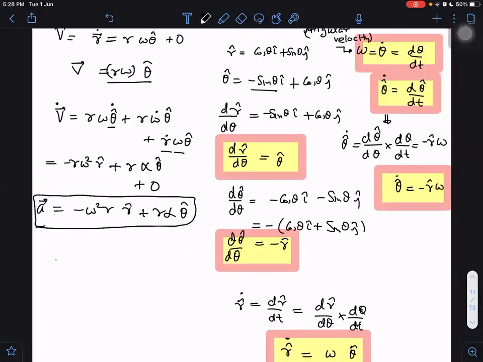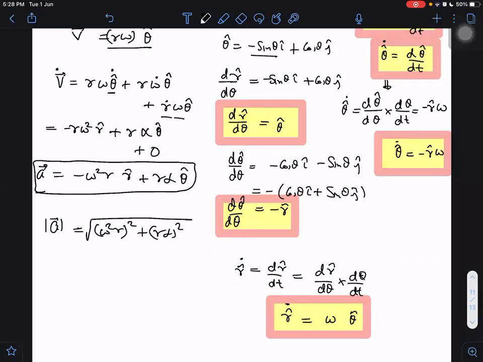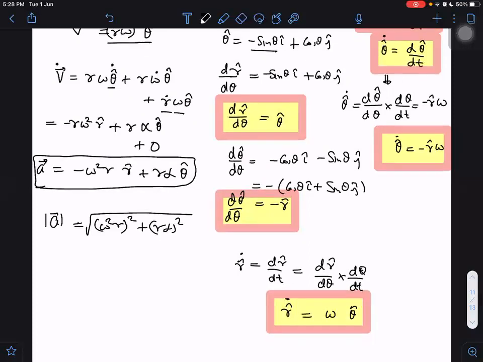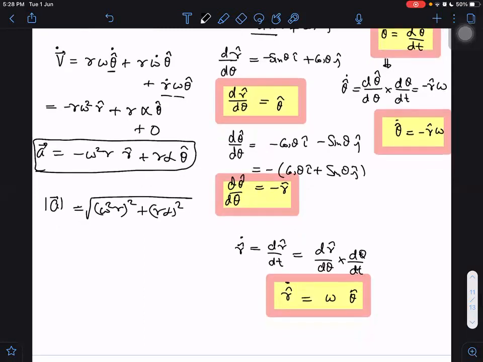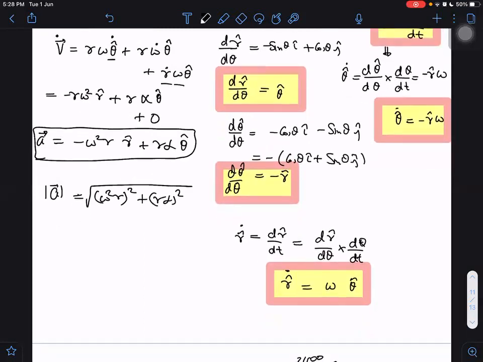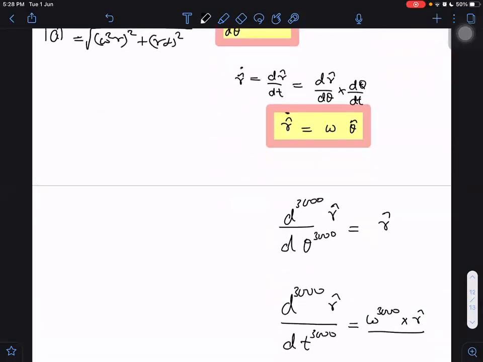If I have to find the magnitude of the acceleration, then the magnitude of acceleration will become the square root of omega square r, whole square, plus r alpha, whole square. Yes, ask what you want to ask. Nothing? Okay, right.